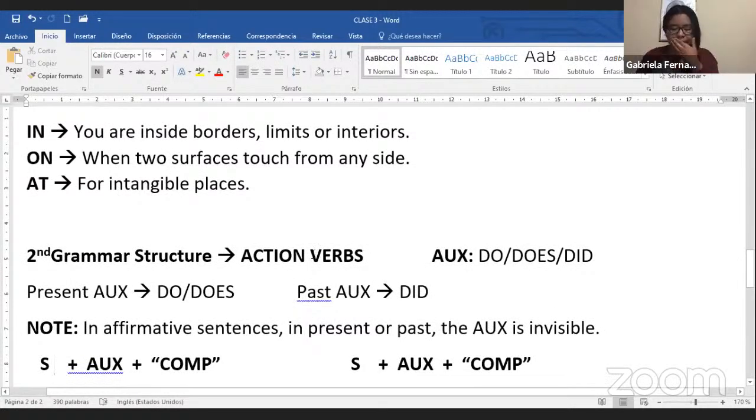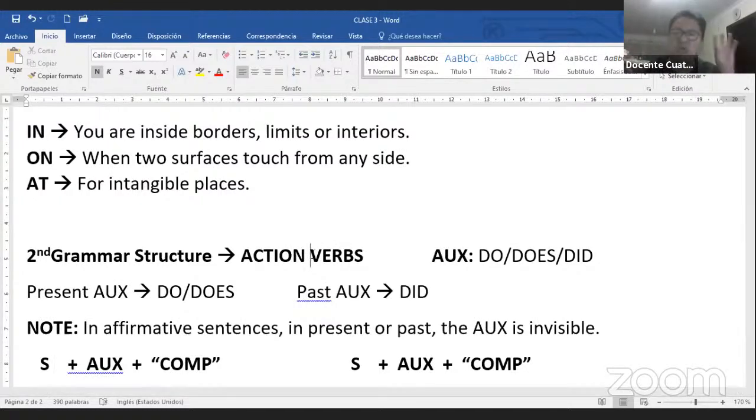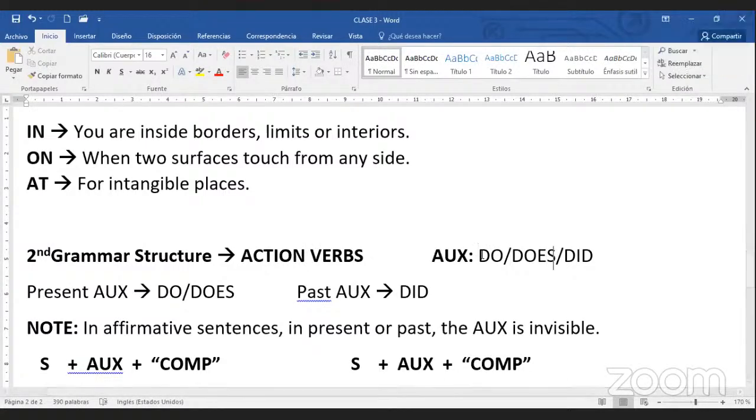Next we saw the second grammar structure, which was the action verbs. Remember, we have two groups of verbs. One group, verb to be: am, is, are, was, were. Second group, action verbs: any action. Play, jump, dance, run, write. And which are the auxiliaries for action verbs? Do, does in present, did in the past.